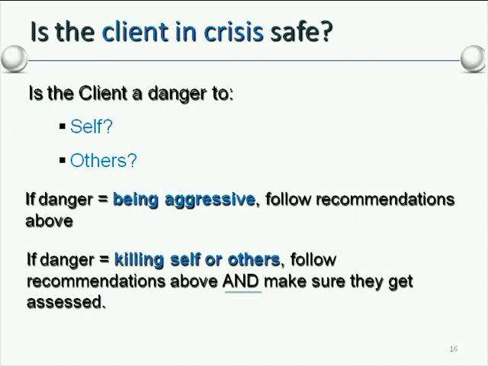If danger means they're going to kill themselves or someone else, we have to follow all of those recommendations and make sure that the individual gets assessed appropriately for their level of risk in carrying that out. We've now moved from a simple client interaction kind of issue to a medical legal responsibility in which we now become responsible for ensuring that we do everything that we can to care for the safety of that individual and to make sure that they don't kill themselves, and to care for the safety of an intended victim if they are intent on harming someone else.